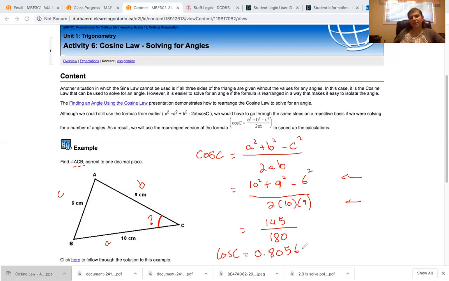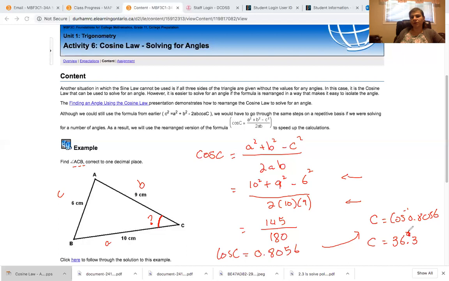Now, obviously, this is not my angle, right? This is cosine of C. If I want to find angle C, I have to do the inverse, okay? So to find angle C, you're going to have to do cosine inverse of 0.8056. And that's going to give you 36 degrees. Remember that unless the question says otherwise, in this case to 1 decimal place, you need to have it to 1 decimal place, so this is 36.3.